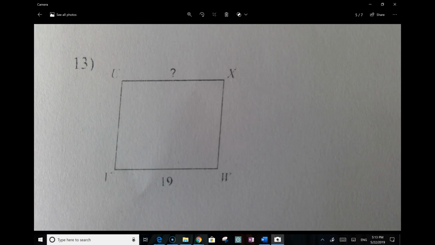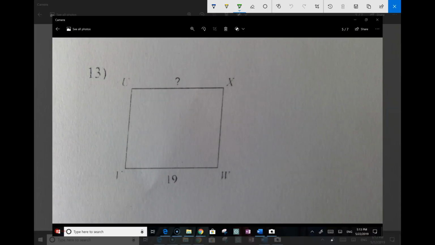In this example here, we are supposed to figure out the value of the side with the question mark. So we're not doing angles this time. We want to know what that one is. Well, this is a real simple one because in parallelograms, and again, even though it doesn't say, I was not able to take a photo of the directions, but this is indeed a parallelogram.